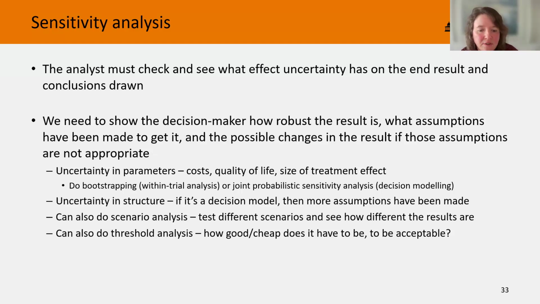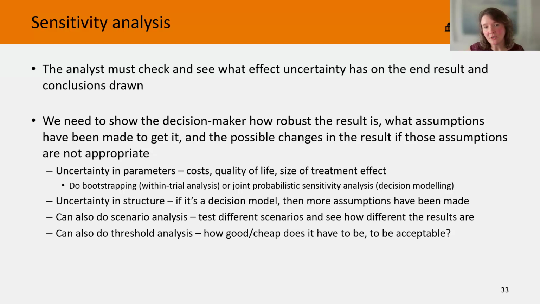So we need to show the decision maker how good the result is, what assumptions we've made, and what could be different if the assumptions were different. So we can look at parameter uncertainty. For the within trial analysis, we would do bootstrapping, which I'm not going to go into today. For a decision model, we would use joint probabilistic sensitivity analysis, which you'll see some results for, but I'm not going to go into how it's done today.